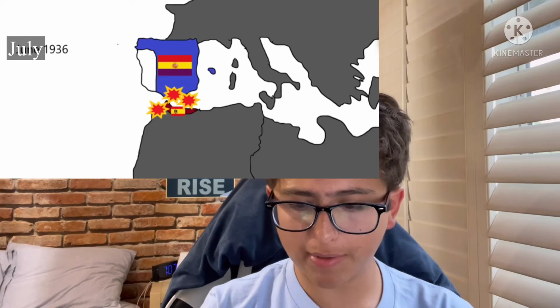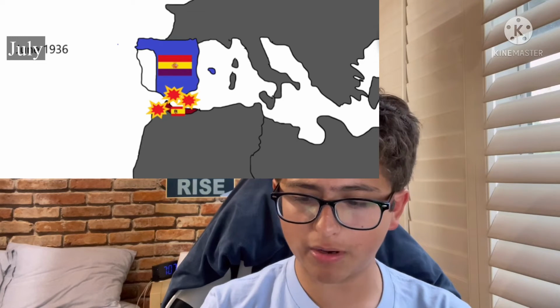With military leaders and generals gaining more and more power, and also the Popular Front, which was a leftist coalition, winning the election, in July of 1936 the Civil War would start. Generals Francisco Franco and other generals in Spanish Morocco began an uprising against the Spanish government and began marching their armies into the Iberian Peninsula.